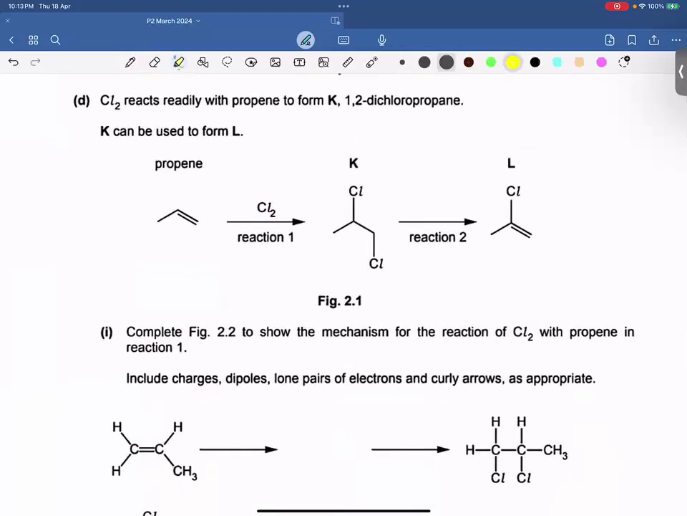Again, organic, my favorite part. Chlorine reacts readily with propene to form K, that is 1,2-dichloropropane. K can be used to form L. Okay.